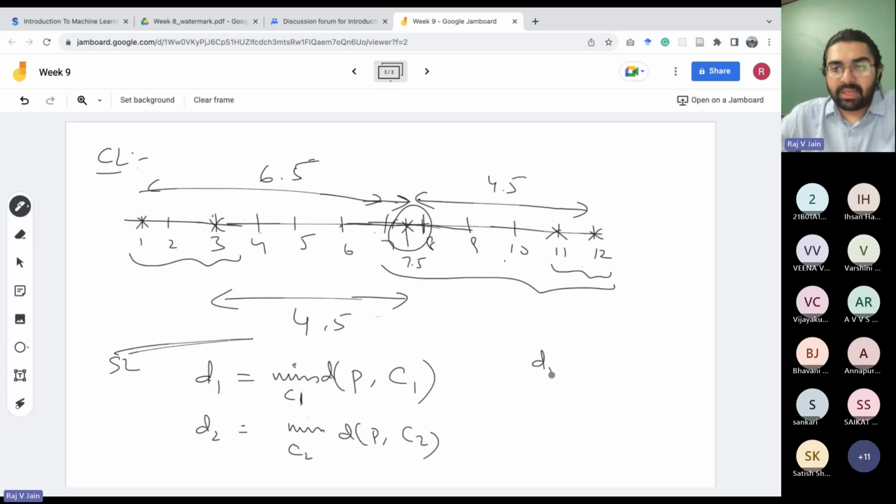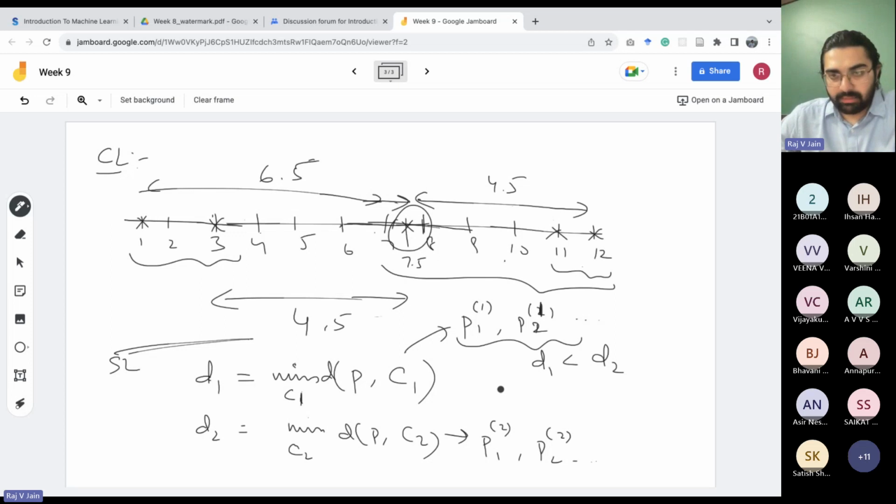So now let's say if D1 is less than D2, now because in C1 I can have n number of points, right? Let's say I call it like this: first cluster, first point, second cluster, first point, first cluster, second point, and so on. Same thing here: P1 second cluster, P2 second cluster, and so on. So now, let's say this is an ordered set. The minimum distance that the point P has with cluster 1 is with this P11 point.